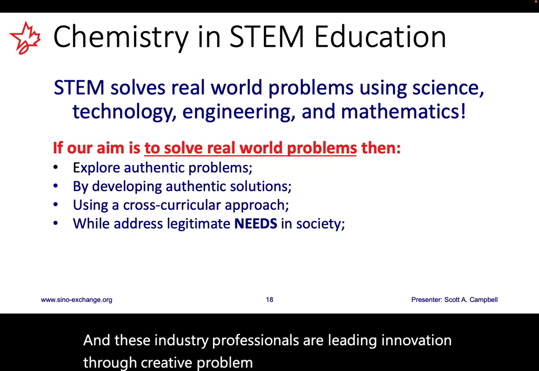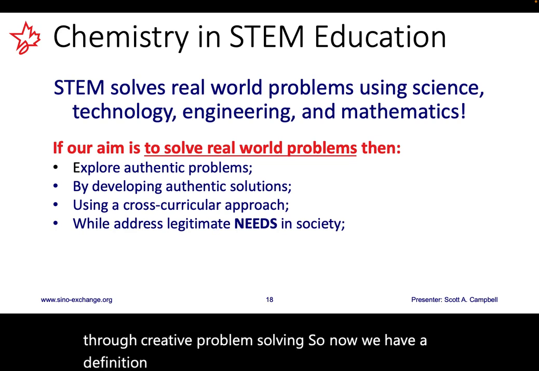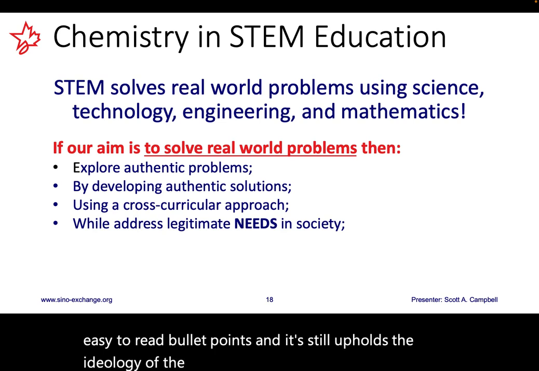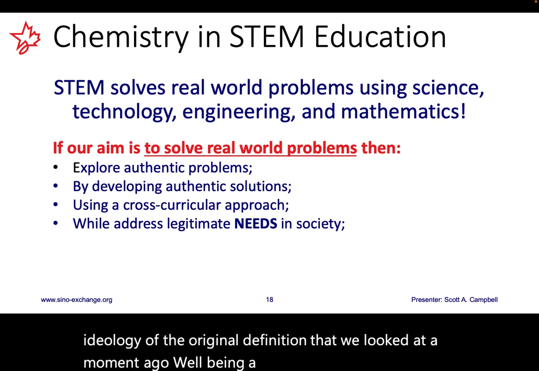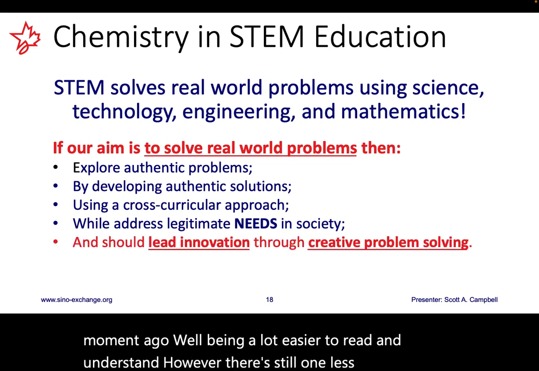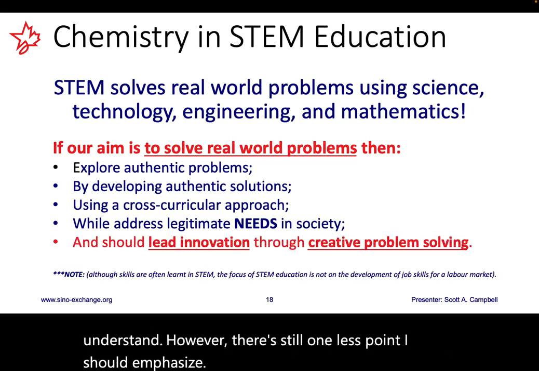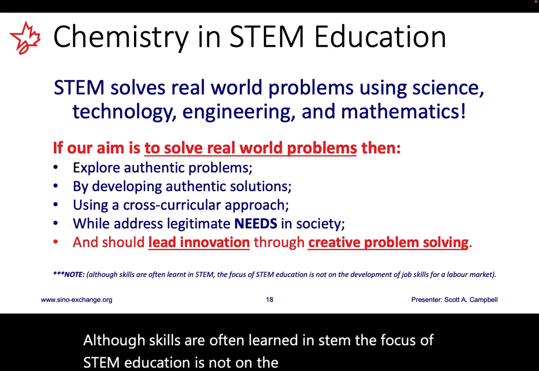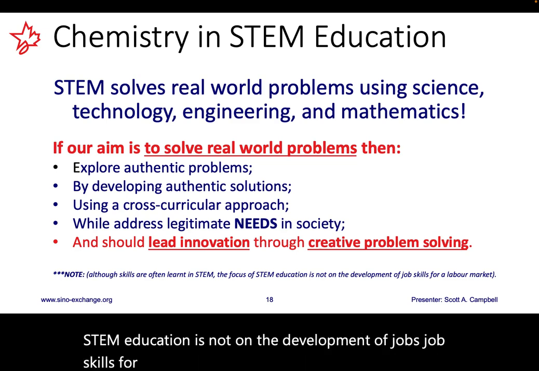So now we have a definition that is much simpler to understand with easy to read bullet points. And it still upholds the ideology of the original definition that we looked at a moment ago, while being a lot easier to read and understand. However, there's still one last point I should emphasize. Although skills are often learnt in STEM, the focus of STEM education is not on the development of job skills for a labor market. And I think that's an important thing to recognize.